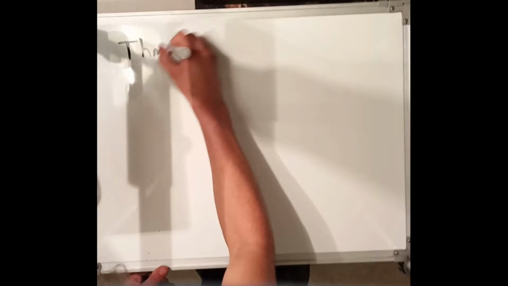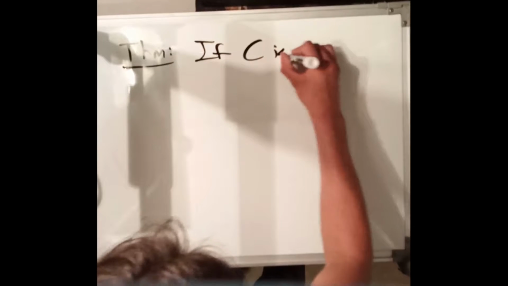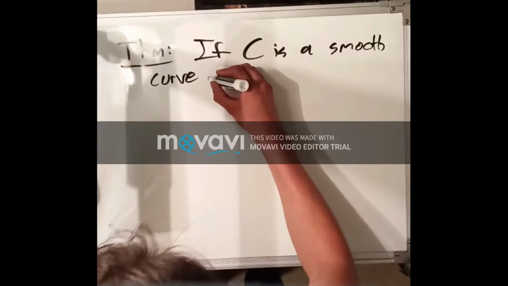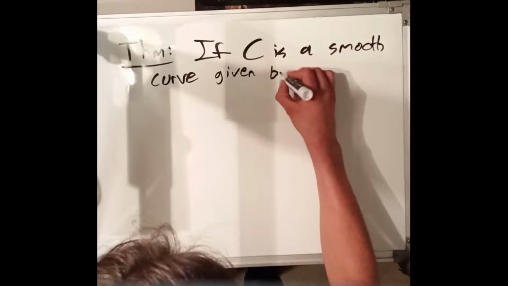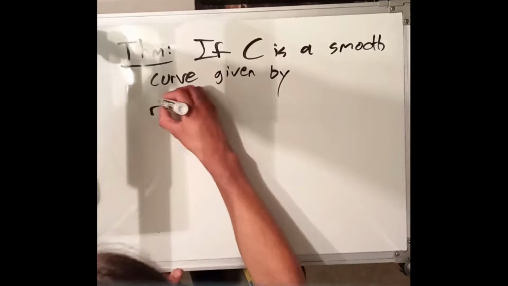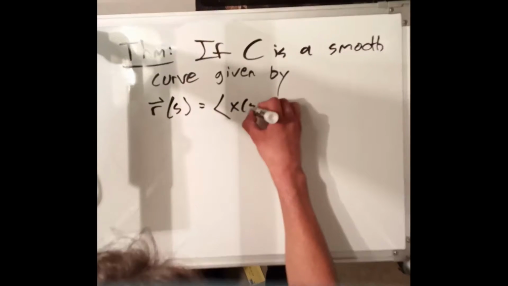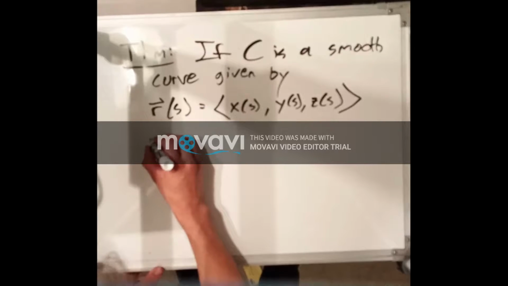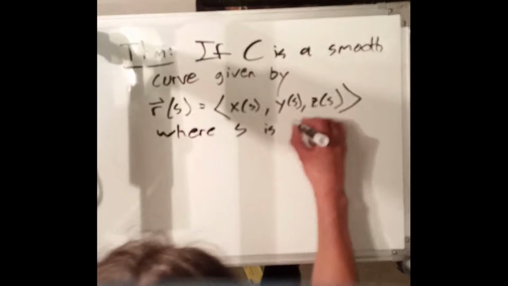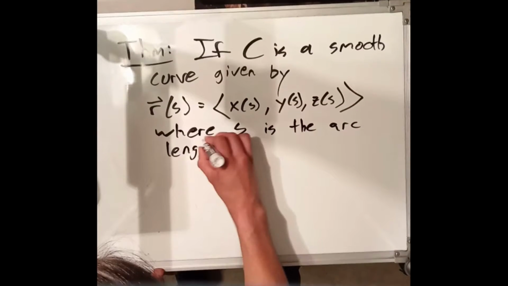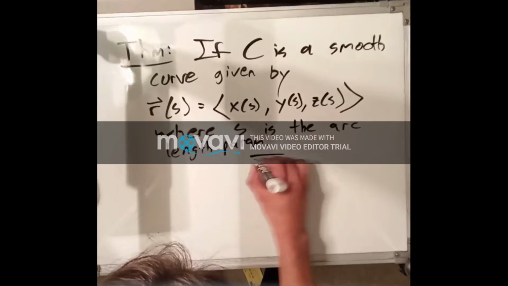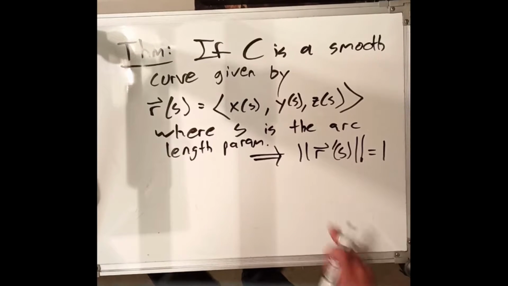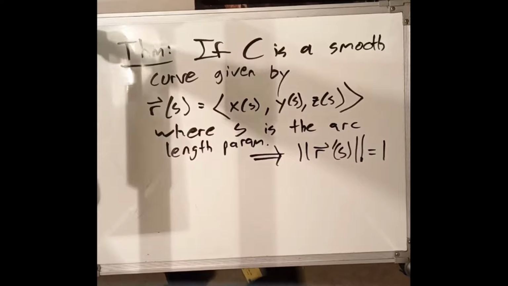Now, if C is a smooth curve given by a vector-valued function r of s, where s is our arc length parameter, then the normalization of the first derivative will be 1 with respect to the vector-valued function r of s.